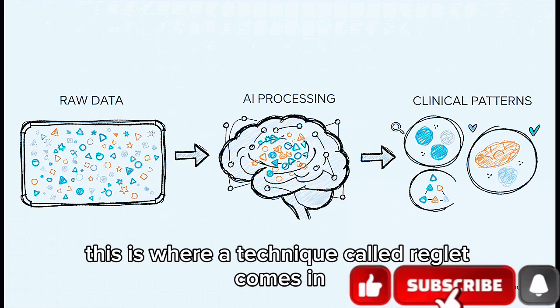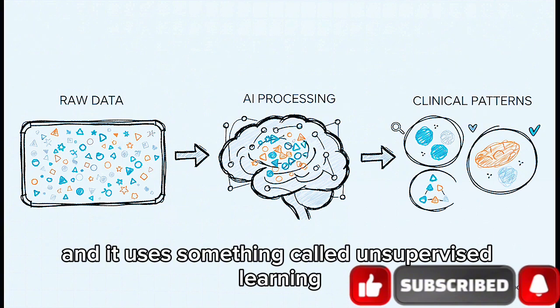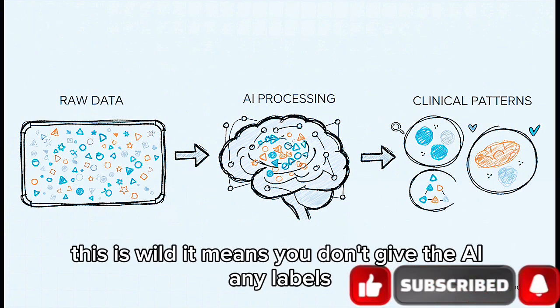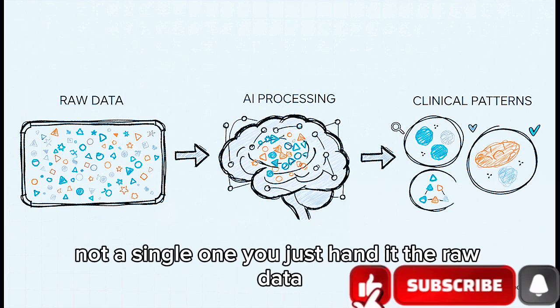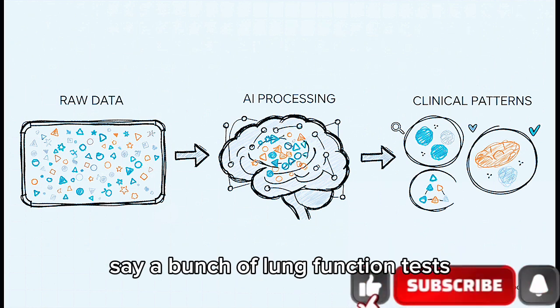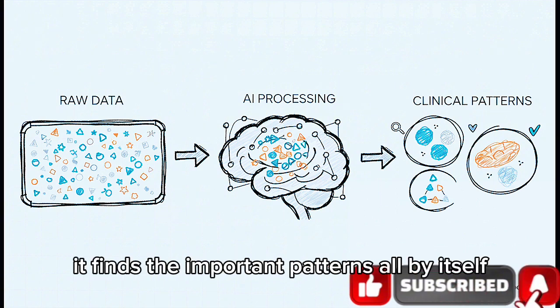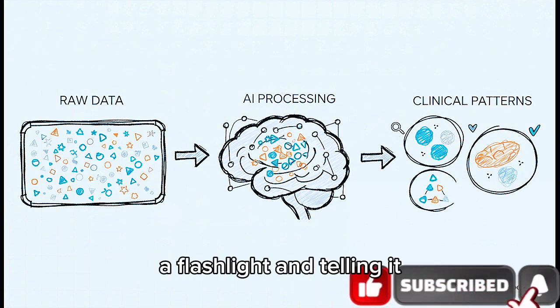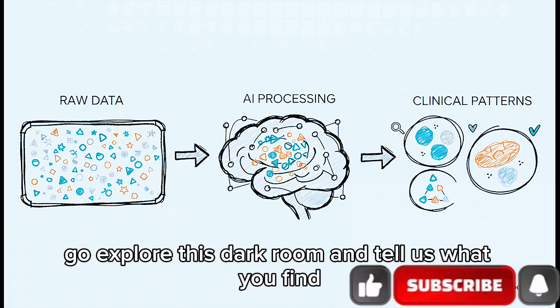But okay, what if we could take it even one step further? This is where a technique called REGLE comes in, and it uses something called unsupervised learning. This is wild. It means you don't give the AI any labels, not a single one. You just hand it the raw data, say a bunch of lung function tests, and it just figures it out. It finds the important patterns all by itself. It's literally like giving the AI a flashlight and telling it, go explore this dark room and tell us what you find.